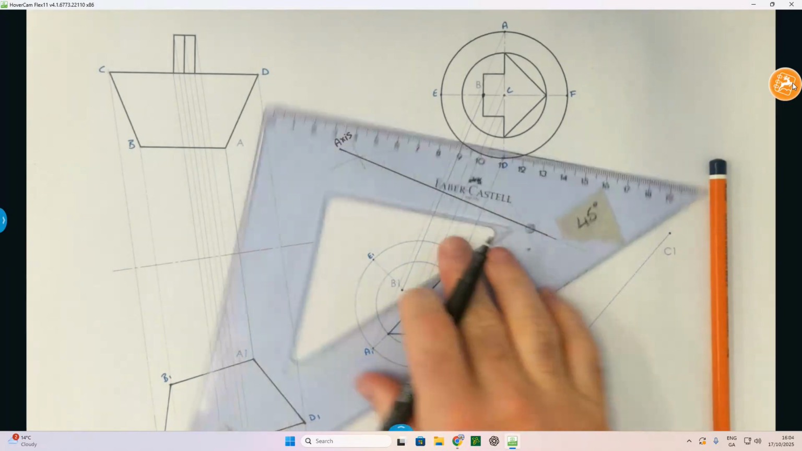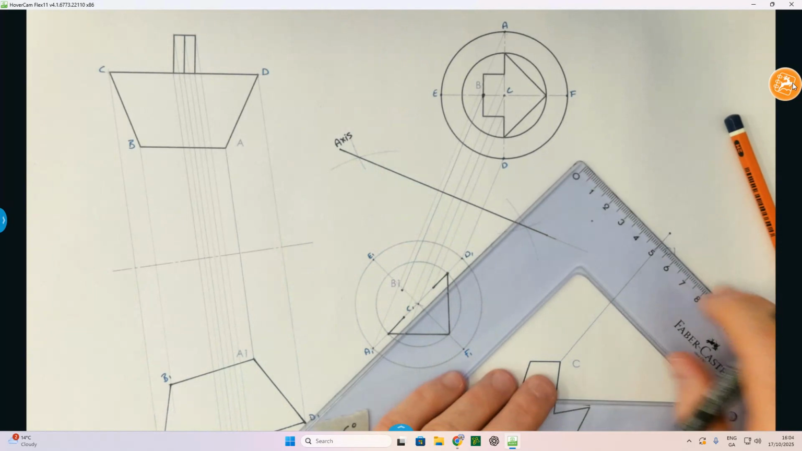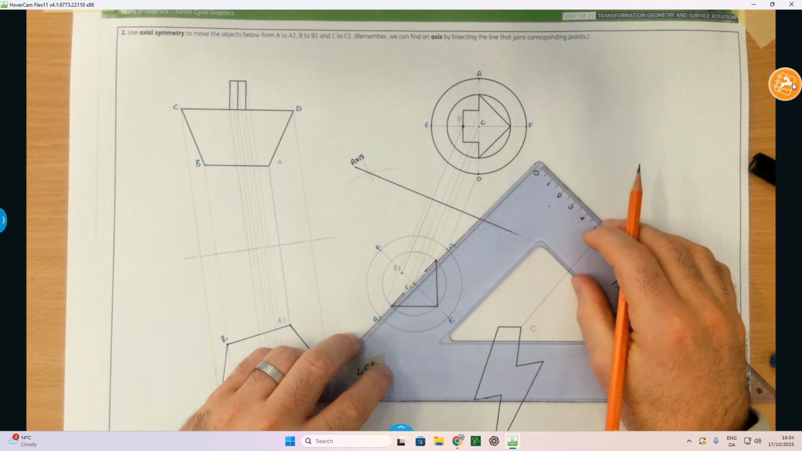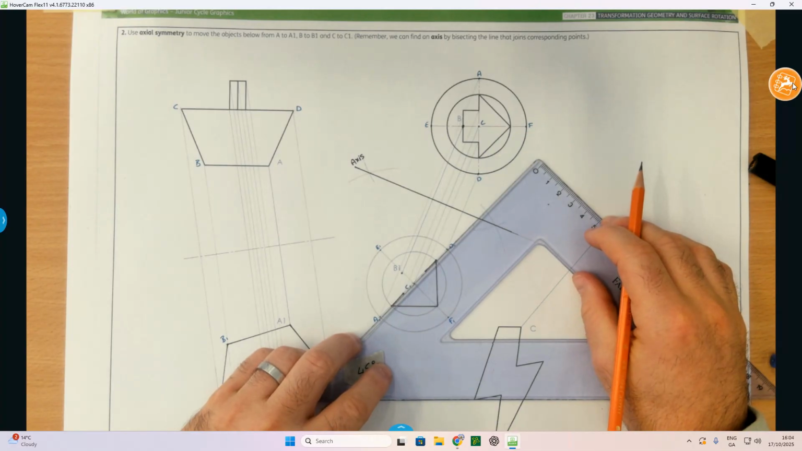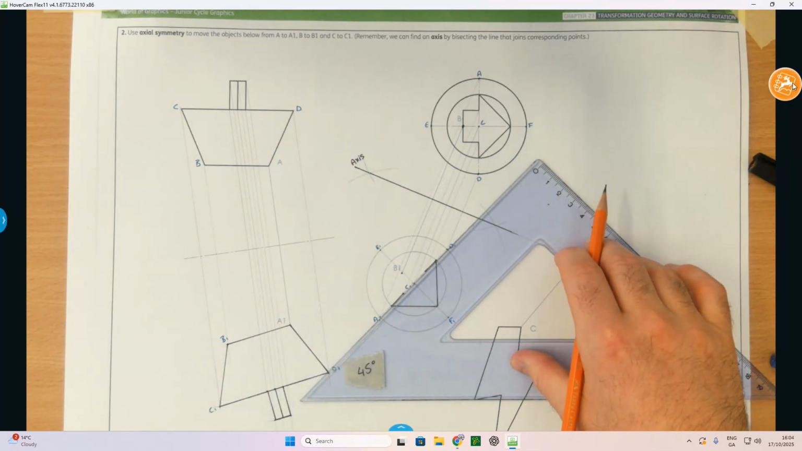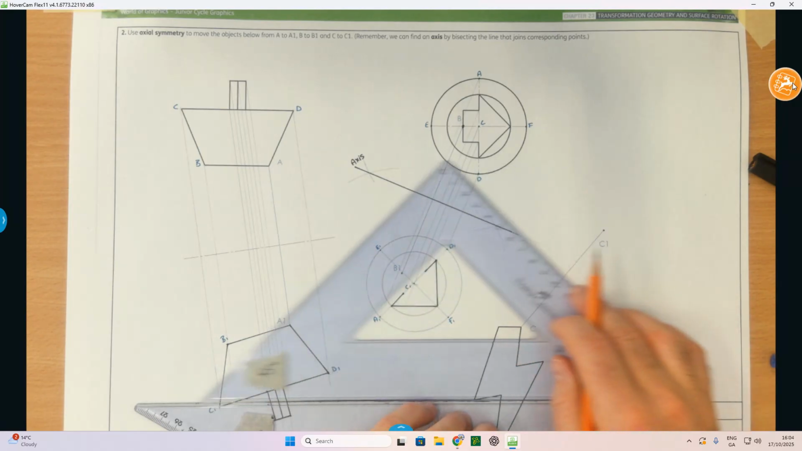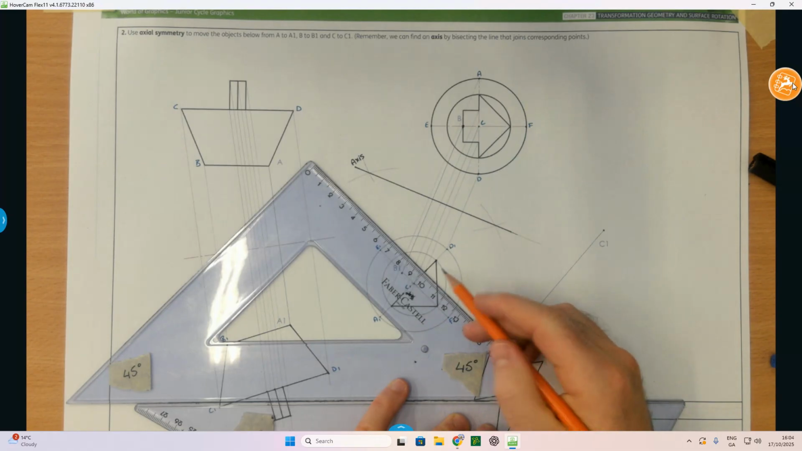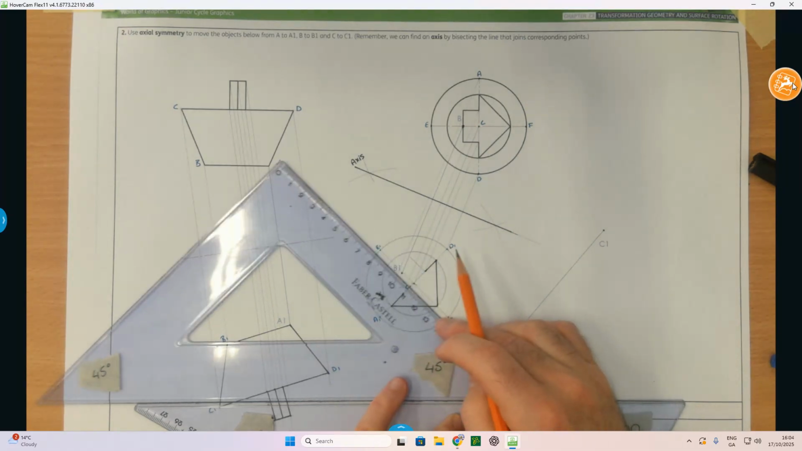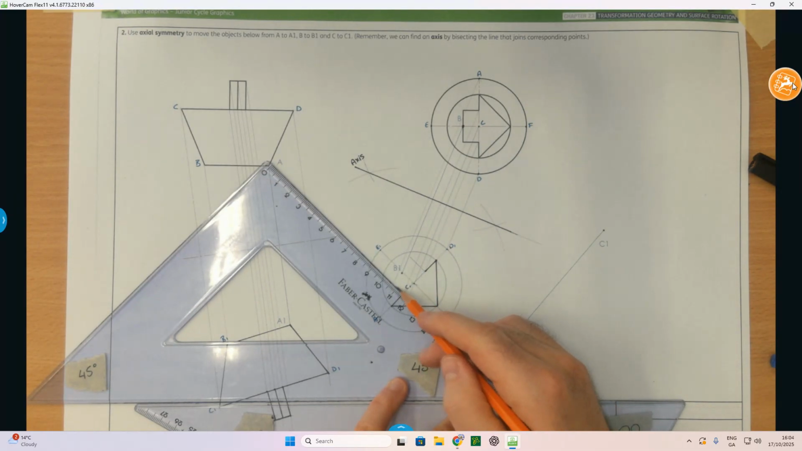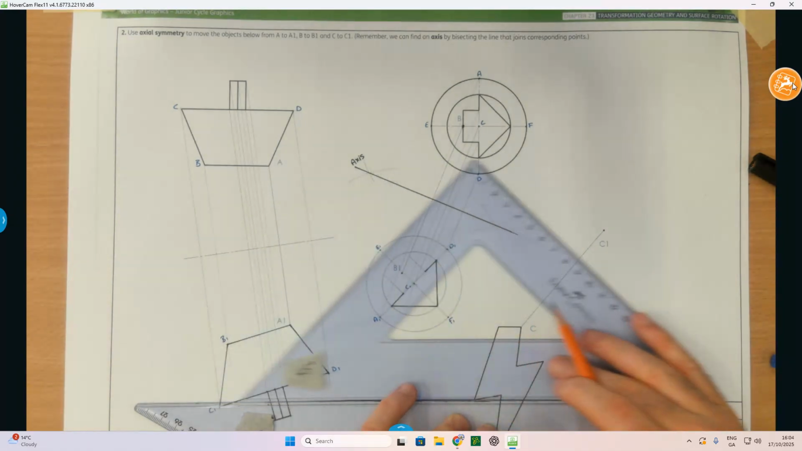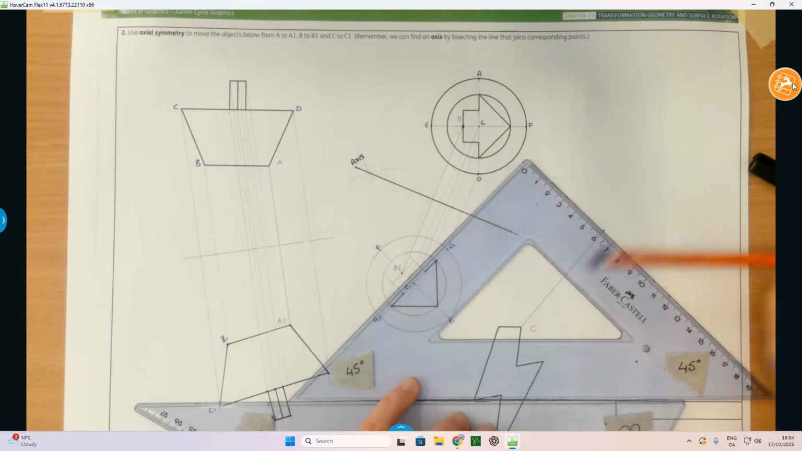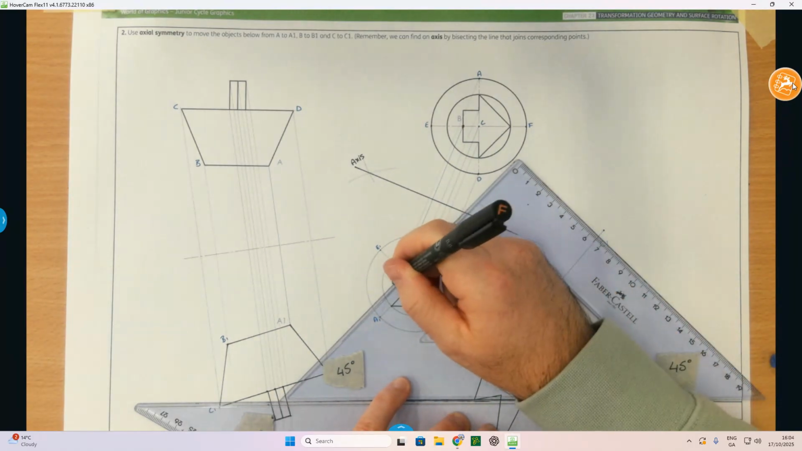So what you could do here, really easily, if you put your 45-degree set square, we don't actually have to project everything out. If you take your 45-degree set square and put it on the line A to D, like that, and then slide it across, well then I know that line there is perpendicular. So if I just go out perpendicular from that point, and then parallel to the line through B, and there we go. That's one way of doing it.